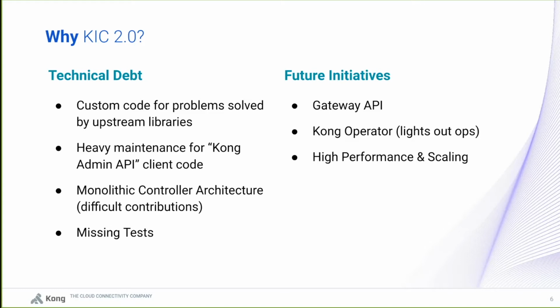So on the technical debt side of things, we had a bunch of code that we were maintaining with client-go and stuff like that for what we will call the controller runtime. Suffice to say, all the things that you need to do to talk to the API, pick up watches of objects, stuff like that, that was done manually with client-go and a couple other libraries. That is now being replaced. Heavy maintenance for the admin API client code.